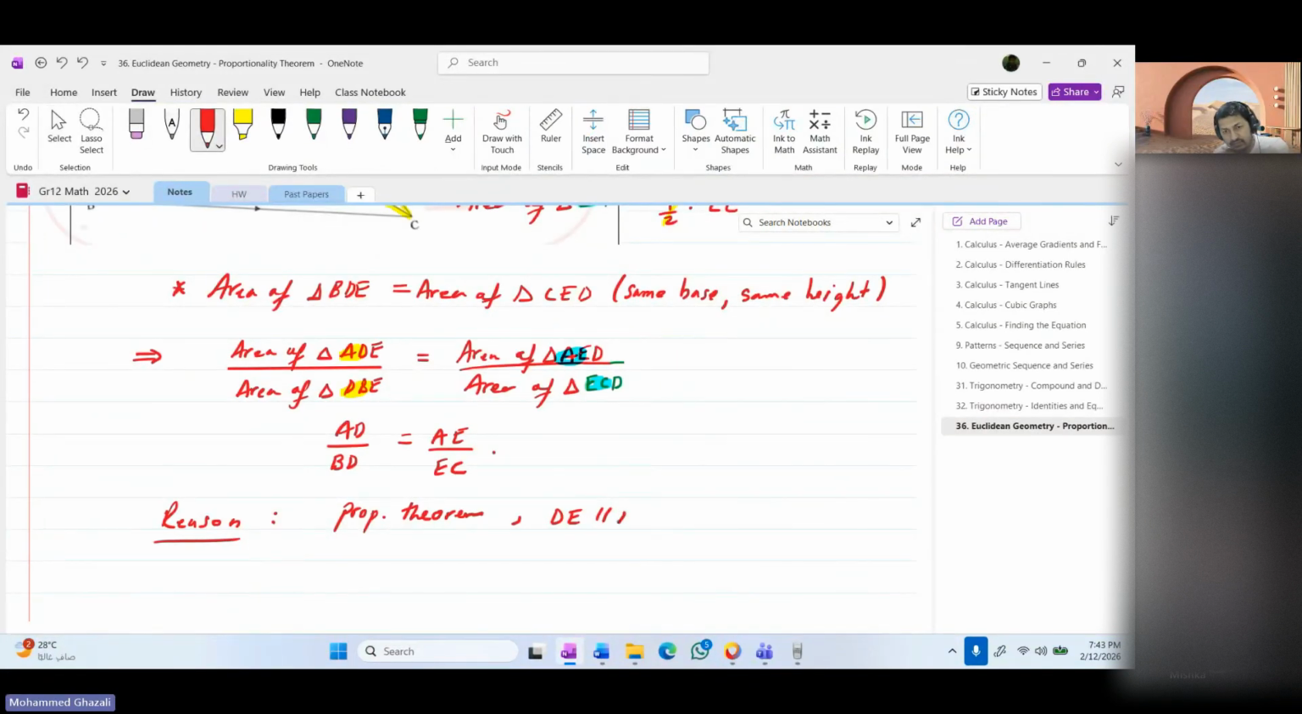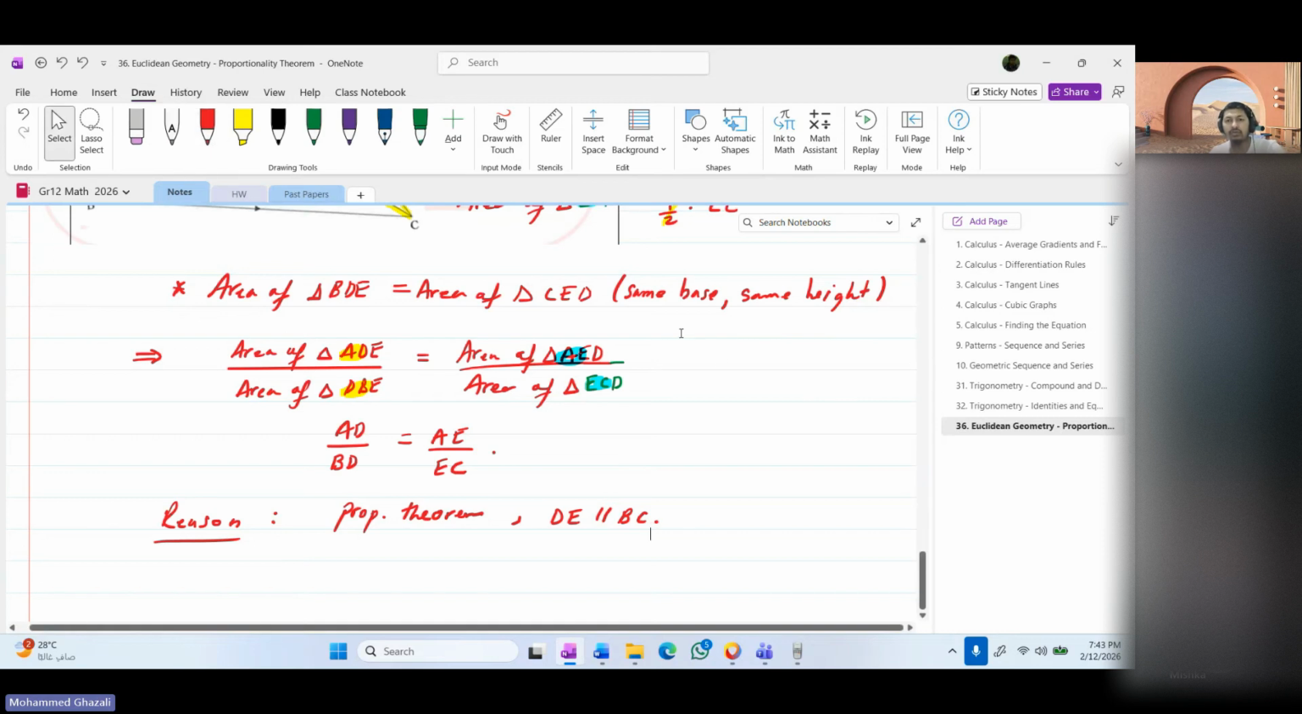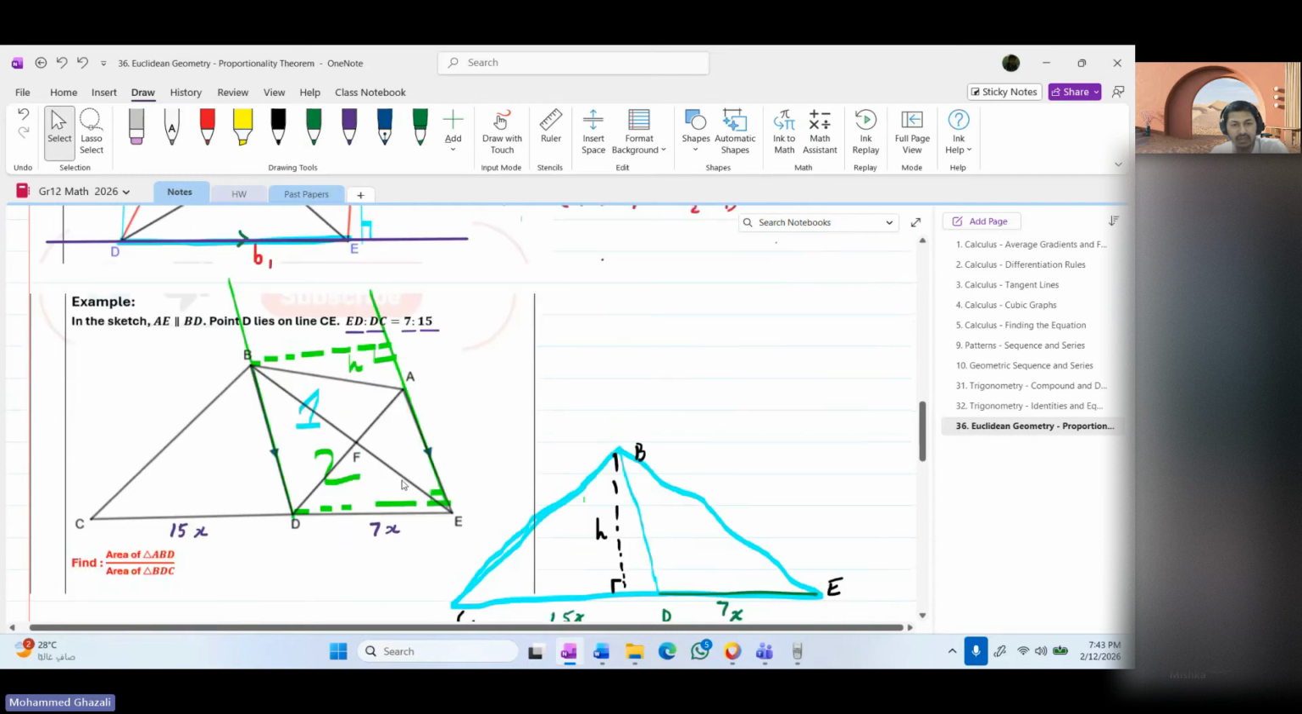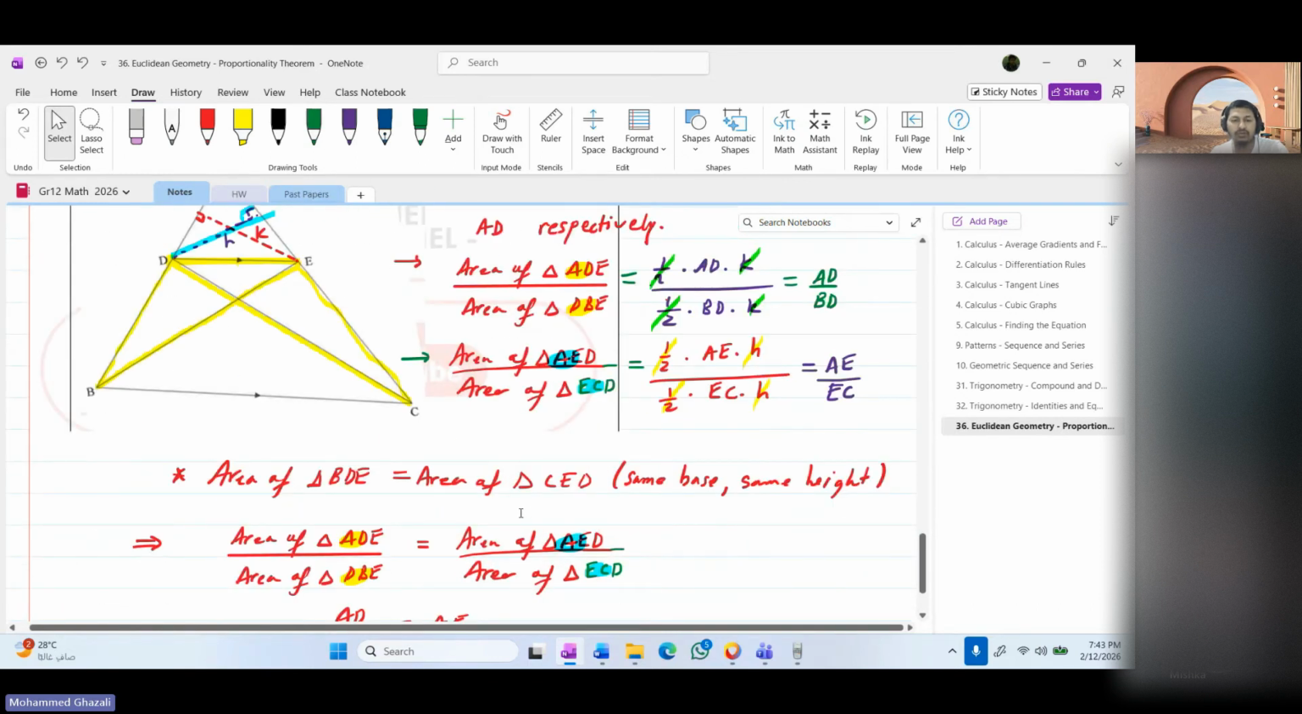Any questions? That's the reason why I taught you the concept of same base, same height, because it's a very confusing concept. Now, because you have understood it well in this example, we had no issues in proving the prop theorem because you already knew the preliminaries. That's why I started off with the ratio of areas, because we need it for the prop theorem proof.